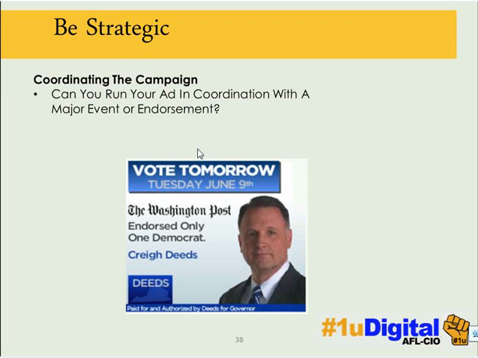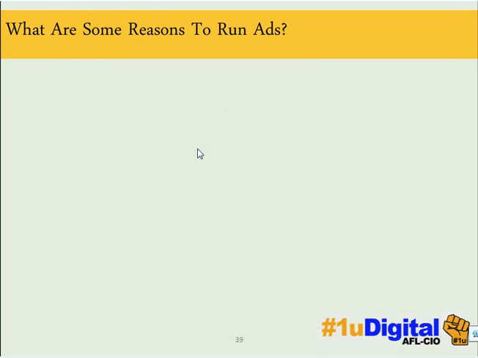So if you didn't even know there was an election, you'd suddenly see this everywhere. Oh, tomorrow's the election? I better go vote. Who? Oh, Creed Deeds is the only one endorsed by the Washington Post. I don't think he would have won just with the endorsement. This ad, I really do believe, propelled him to victory, because everyone in Northern Virginia knew that there was only one Democrat endorsed by the Washington Post.